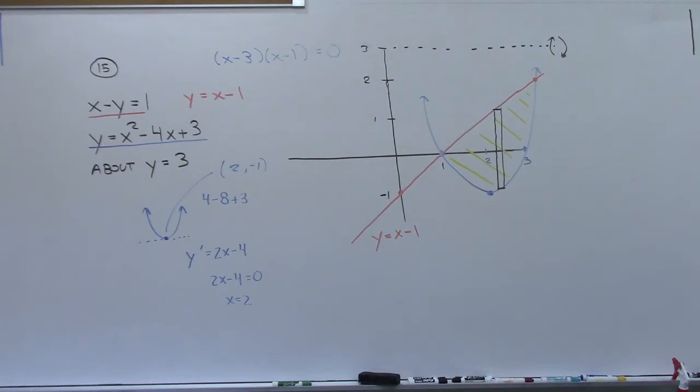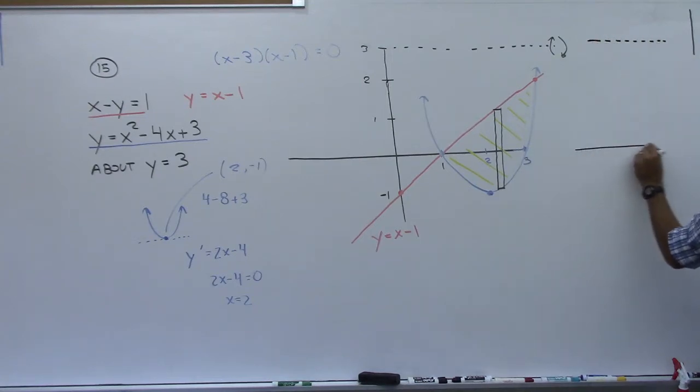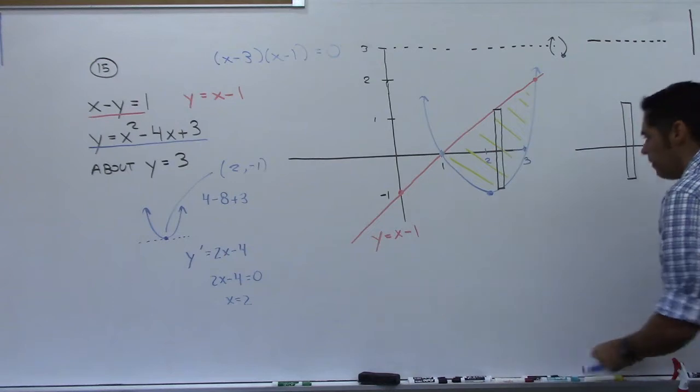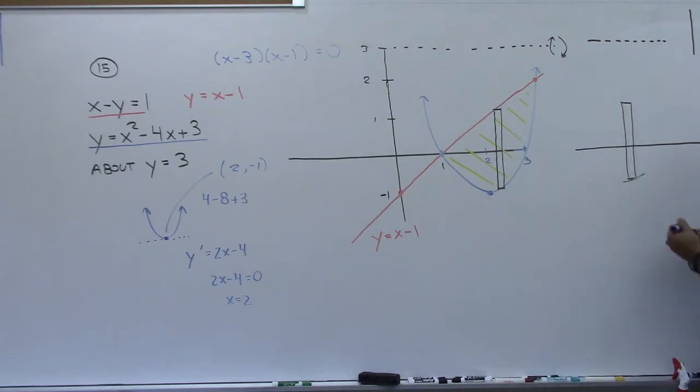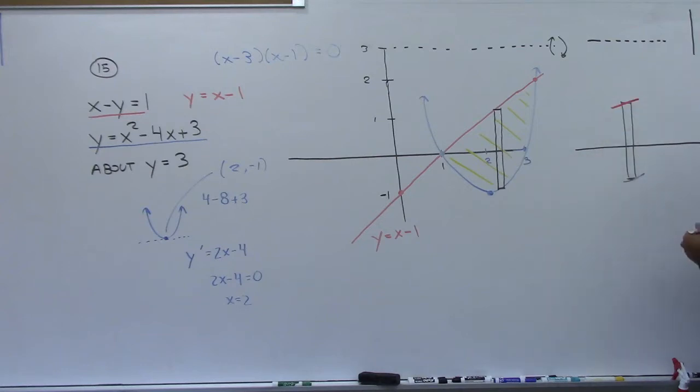So now what I'll do is I'll transpose things over here. So here's my axis of rotation. Here's my x-axis. My rectangle's in here. I have my blue curve, which is always on the bottom. I have my red curve, which is a line, on the top. And so now I just need to figure out these distances. So I'm rotating around here.